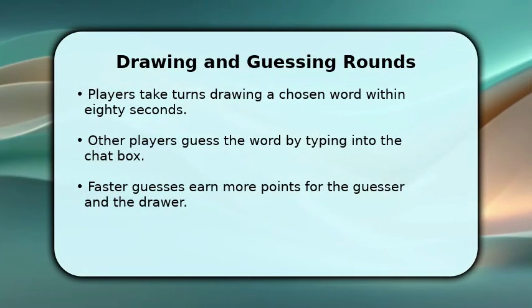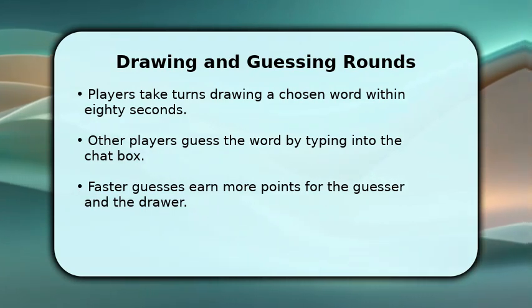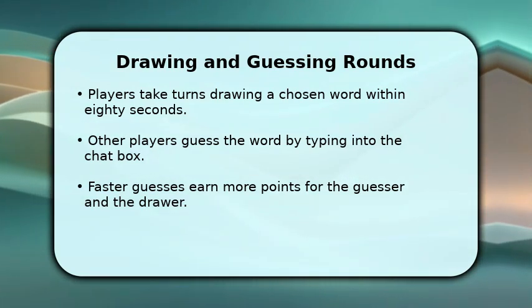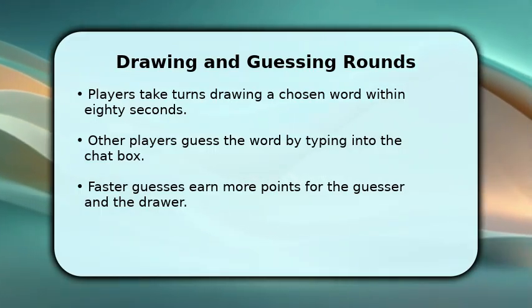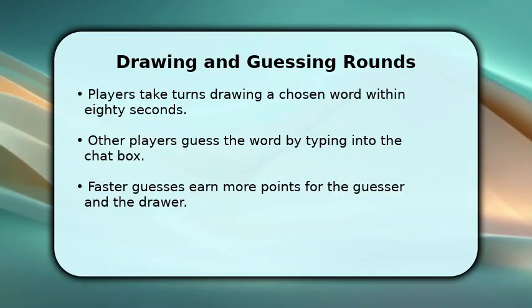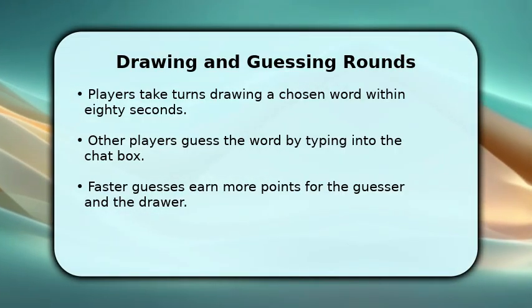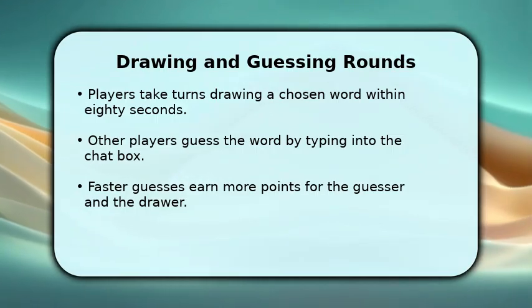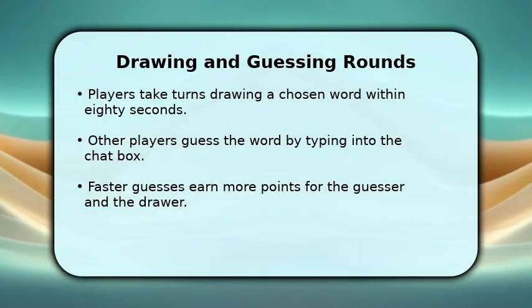During each round, one player is chosen to draw a word from a selection of 3 options. They have 80 seconds to illustrate their chosen word. Meanwhile, everyone else types their guesses into the chat. The quicker you guess correctly, the more points you earn. The artist also receives points based on how many players correctly identify their drawing, encouraging clear and creative artwork.